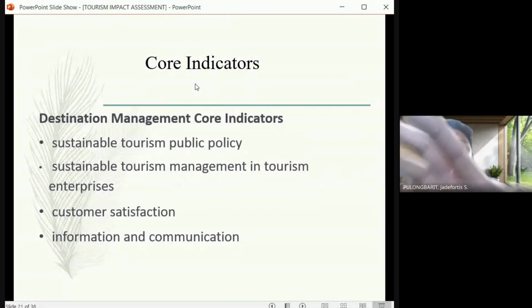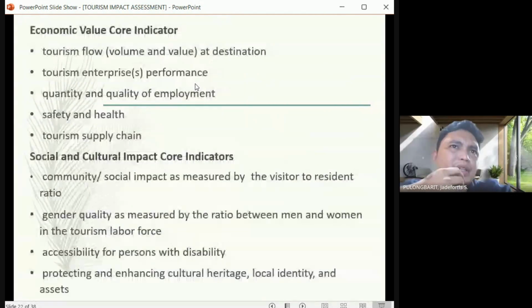For economic volume core indicators, there are only five, which is tourism flow at destination, tourism enterprises performance, quantity and quality of employment, safety and health, tourism supply chain.